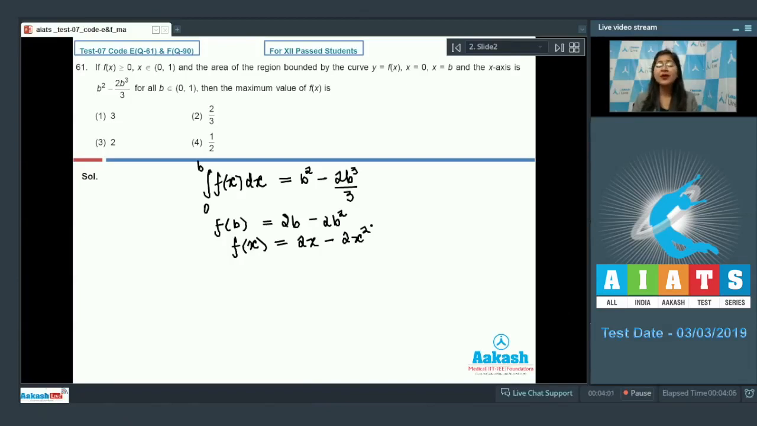So let us solve it by making it a perfect square. Taking minus 2 common, we can write it as x square minus x. Now if I add and subtract 1 by 4, I will write it as plus 1 by 2. So this is equal to minus 2 into x minus half whole square plus 1 by 2. From here we can see that the maximum value of f(x) will be 1 by 2, that will be obtained when x is equal to 1 by 2. So the correct answer will be option number 4.